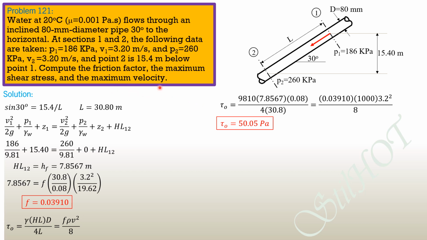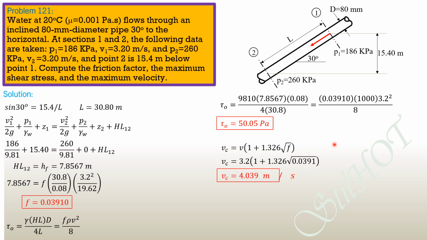And the maximum velocity is equal to mean velocity times quantity 1 plus 1.326 square root of friction factor. So V times quantity 1 plus 1.326 square root of F. So 3.2 times quantity 1 plus 1.326 square root of 0.0391. So the maximum velocity, which occurs at the center of the pipe, is equal to 4.039 meters per second.